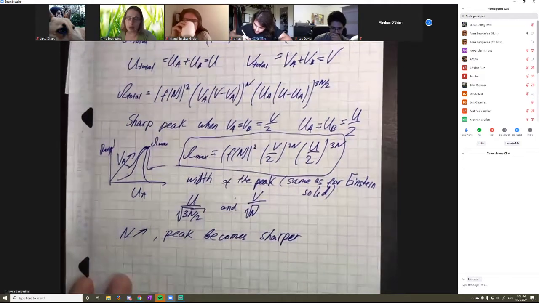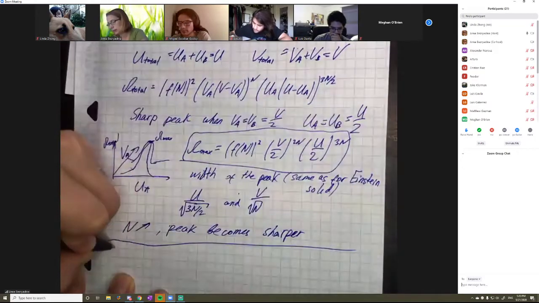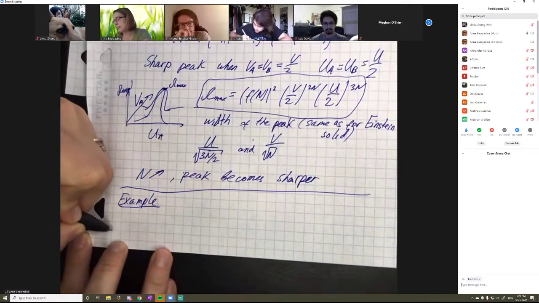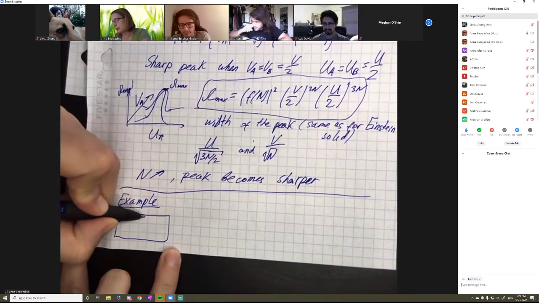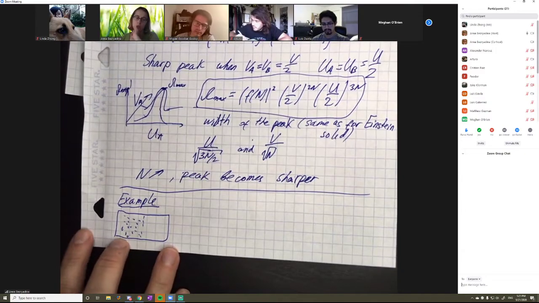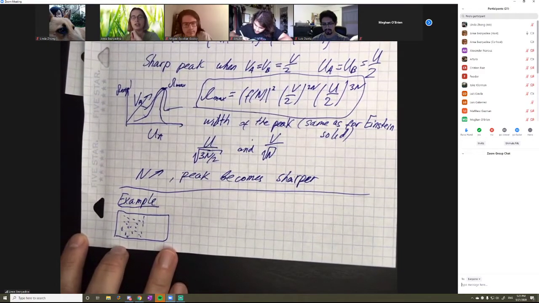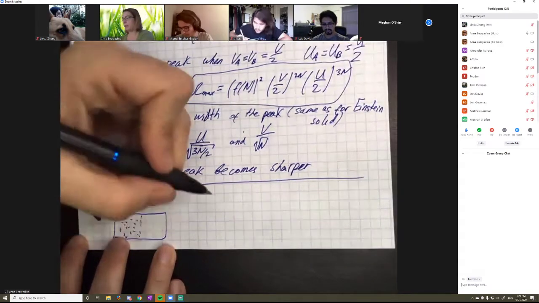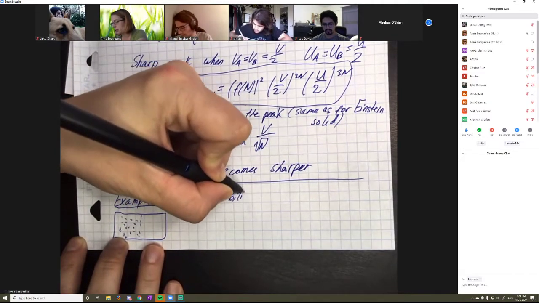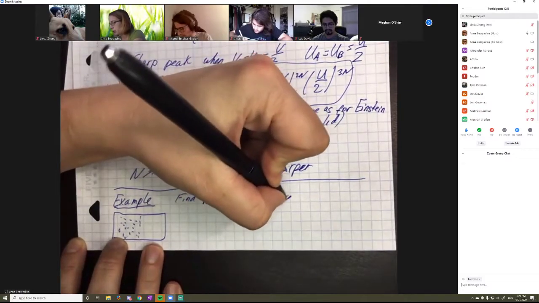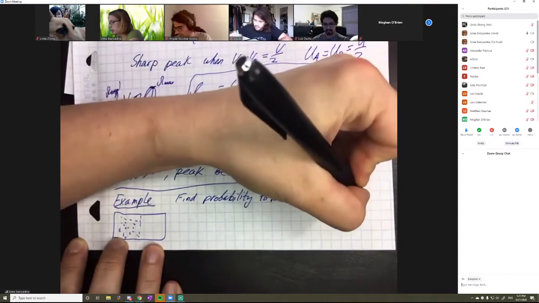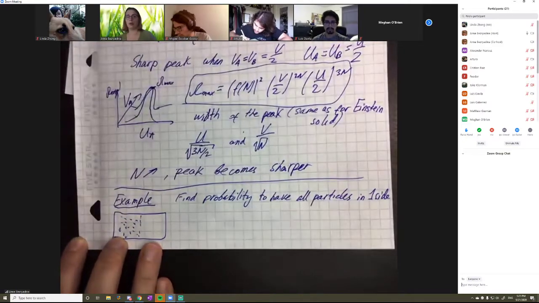Okay. Now let's quickly look at an example. Let's look at an example where we have a chamber and we want to find the probability to have all the gas, all particles, in one side. So this is what we want to do.